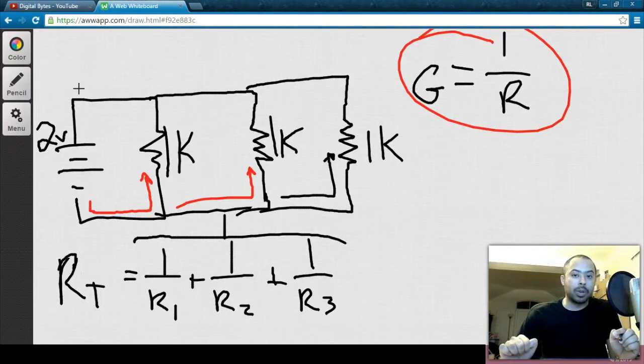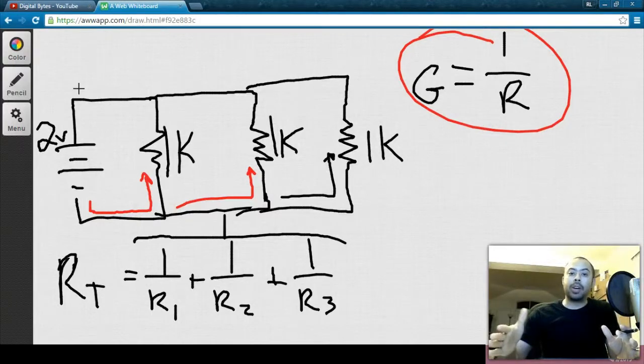So now we can simply take our resistive values of 1K, 1K, and 1K, plug them into R1, R2, and R3, and you should find that the total resistance is 333.3333333 and a third ohms. Alright, so obviously you can do the math in your calculator.